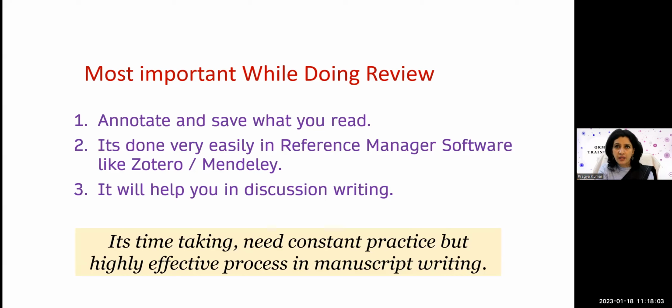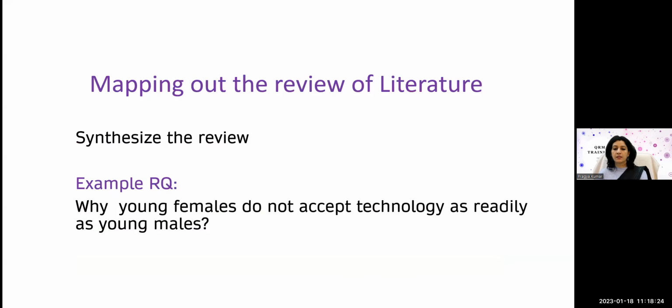Maybe we can conduct sometime a small one-day or two-day workshop on how to use this reference software for literature review and annotation, and it helps us in writing discussions also. But again, it is time taking, it needs practice, but it is a highly effective process in manuscript writing.